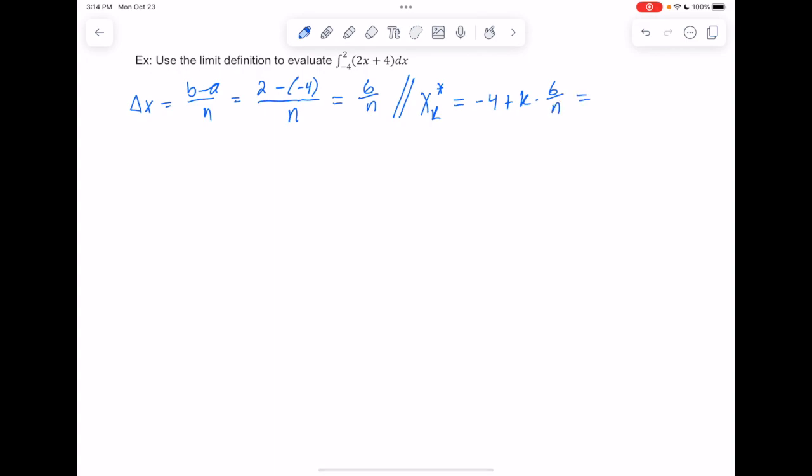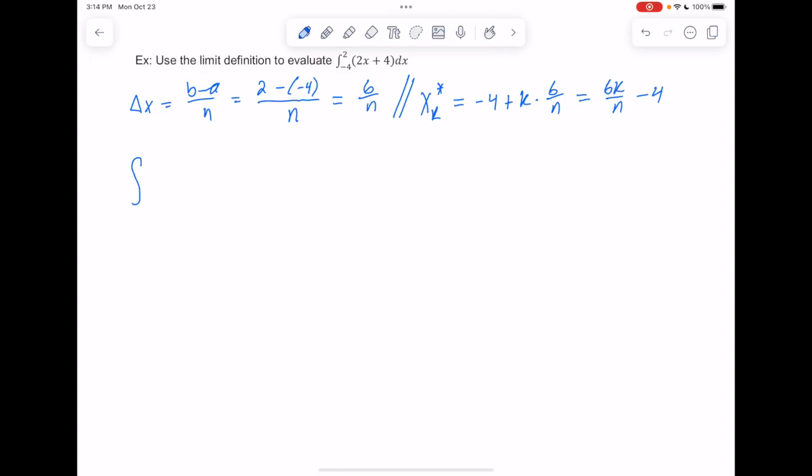So k times delta x, which is 6 over n. Simplifying this, making it easiest to plug into functions, this is 6k over n for the second term, and that -4 out front I'll put as a -4 on the backhand side. So that's just a cleaner version to plug in. All right, so now let's see how the plugging in works.